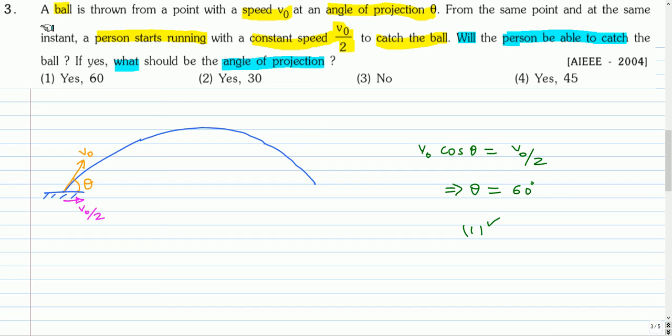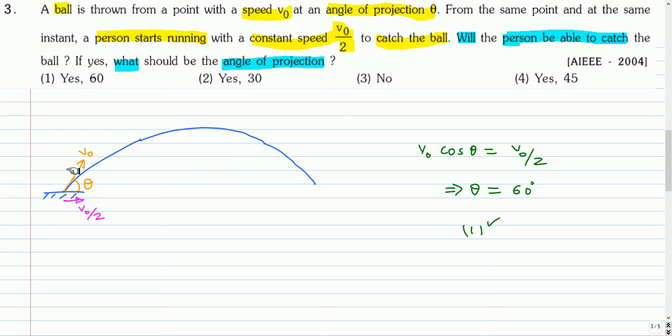This is the next problem. A ball is thrown from a point with speed u0 at an angle theta. From the same point at the same instant, a person starts running with constant speed v0 by 2 to catch the ball. Will the person be able to catch the ball? If yes, what should be the angle of projection? The horizontal component of the velocity of the ball will remain constant throughout because acceleration is due to gravity, which is in the vertical direction. There is no acceleration along the horizontal direction.